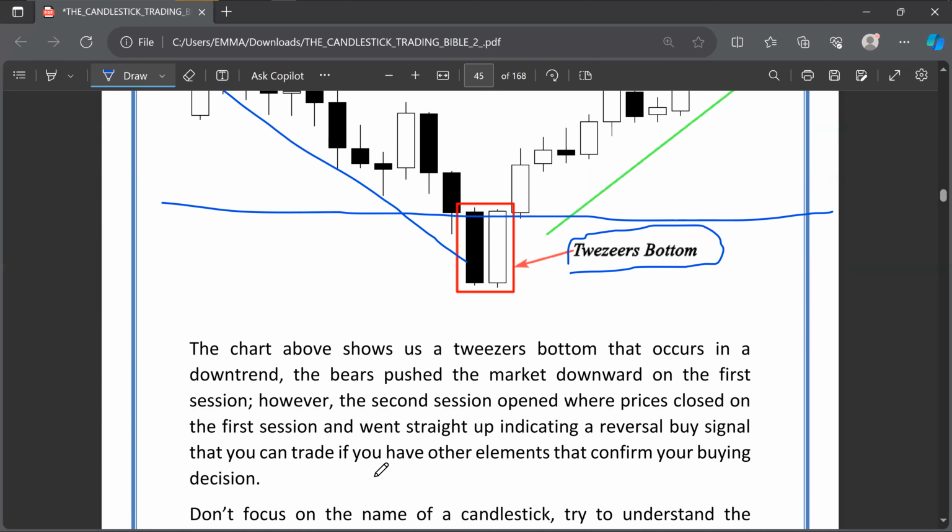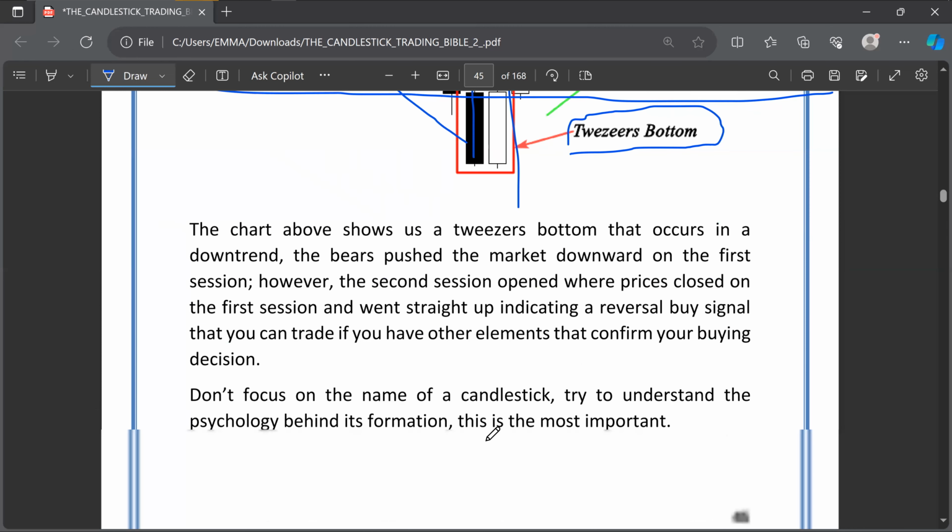So the chart above shows us a Tweezers bottom that occurs in the downtrend. The bears push the market downward on the first session. However, the second session opens where prices closed on the first and goes straight up, indicating a reversal buy signal. That you can trade if you have other elements that confirm your buying decision.